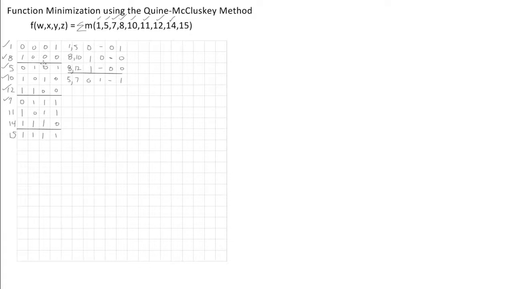Let's compare the 5 and the 11. Those are different by 2 bits. 3 actually. 1, 2, 3, yep. Let's compare the 5 to the 14. That's different by more than 1, so we can't use that.